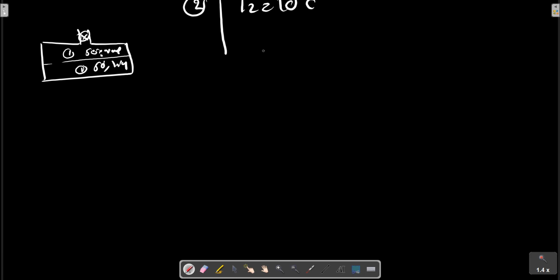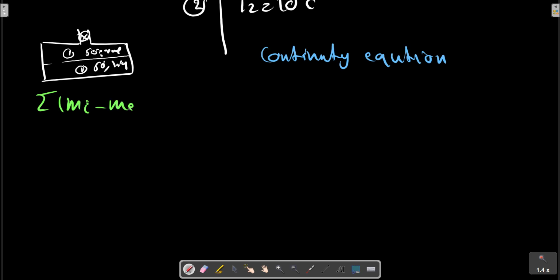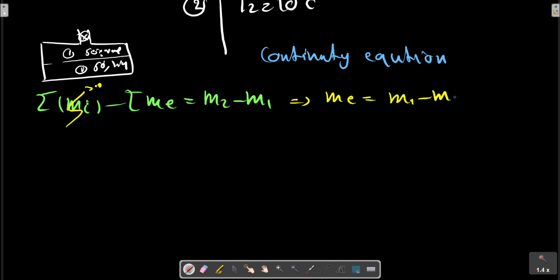For the continuity equation, we have this relation: sigma m_i minus m_e equals m2 minus m1. m_i equals 0 and m_e equals m1 minus m2.